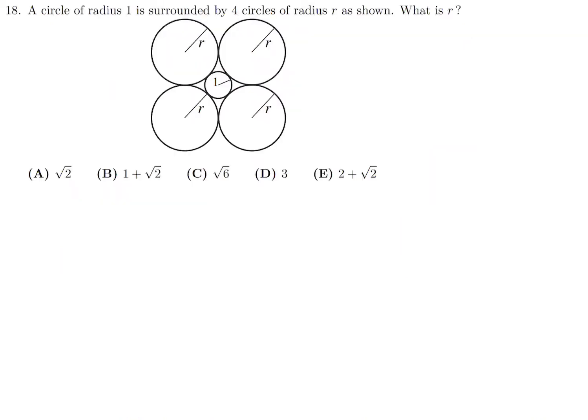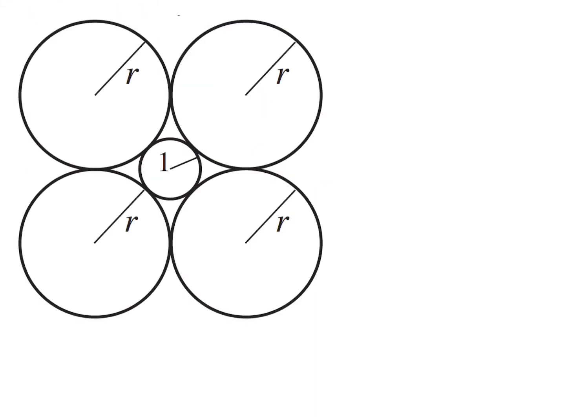A circle of radius 1 is surrounded by 4 circles of radius r as shown. What is r? Here is that diagram blown up, and let's draw some lines and get some understanding of this. The very first thing I want to do is draw a square that connects all 4 centers of these large circles. There we go. And then I will draw a line from the vertices that represents the diagonal of the square. And I think that should be it for this.